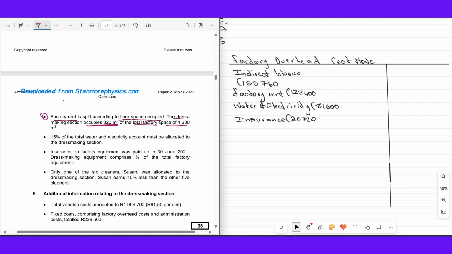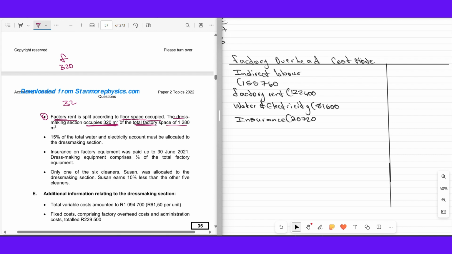So they are simply saying that this 320, remember I told you you are going to write factory, then you ask yourself what meter square appears first, because factory appears first, right? We have 320. So this tells you that you are going to look forward, because we are preparing factory, we are looking forward for 320. That's what we must allocate to the factory overhead cost.